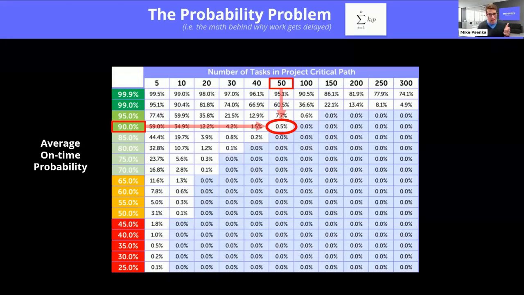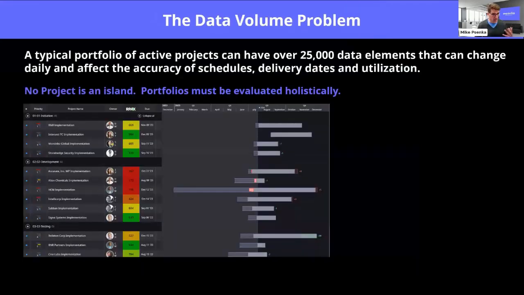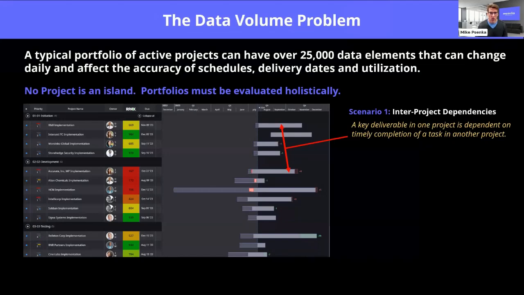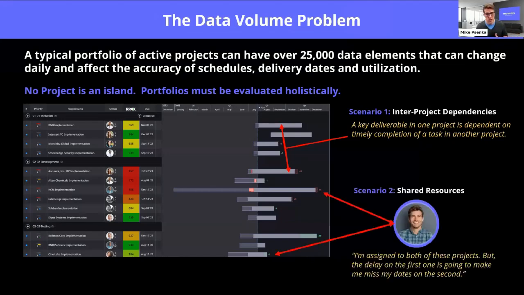Because once again, we're not saying there's a 0.5% chance it's going to be on time. We're saying there's a 0.5% chance that project's going to be on time without crashing it or making some sort of change. And if we look at a large portfolio or even a moderate portfolio of work, there are tens of thousands of elements that change that can affect accuracy of schedules, delivery dates, and utilizations. No project is an island, especially in the MSP universe, because you share resources in many cases. Those engineers are working on projects and are also probably working on ticket data as well. So you have shared resources or inter-project dependencies that can compound this issue.